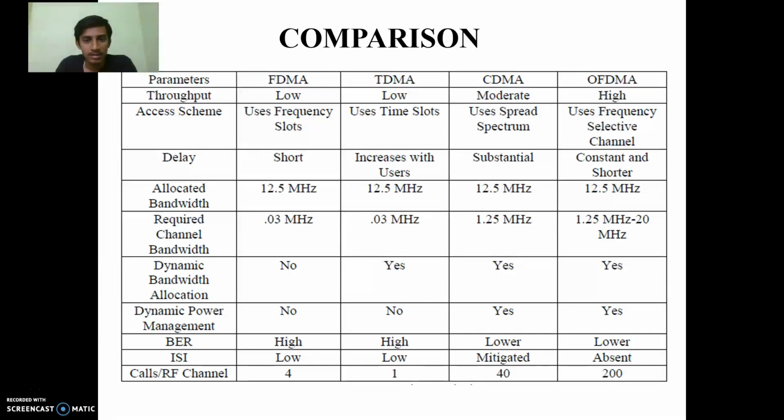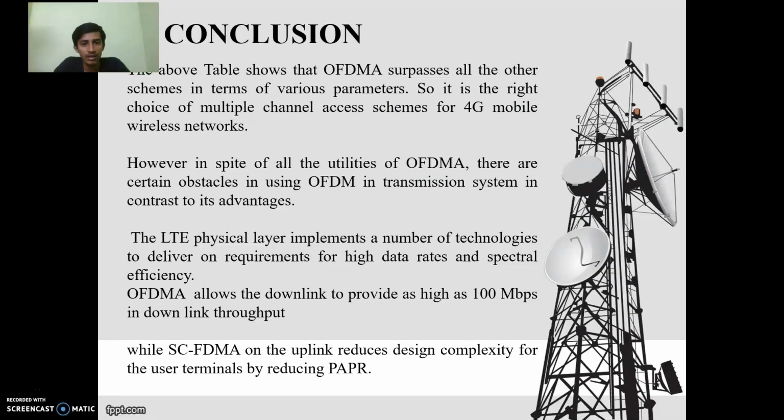Comparison. This table shows the comparison of various multiple access techniques, and here the OFDMA has more features than any other multiple access technique. The table shows the OFDMA surpasses all the other schemes in terms of various parameters, so we can conclude that it is the right choice of multiple channel access scheme for 4G mobile wireless networks. However, in spite of all the utilities of OFDMA, there are certain obstacles in using OFDM in transmission systems.